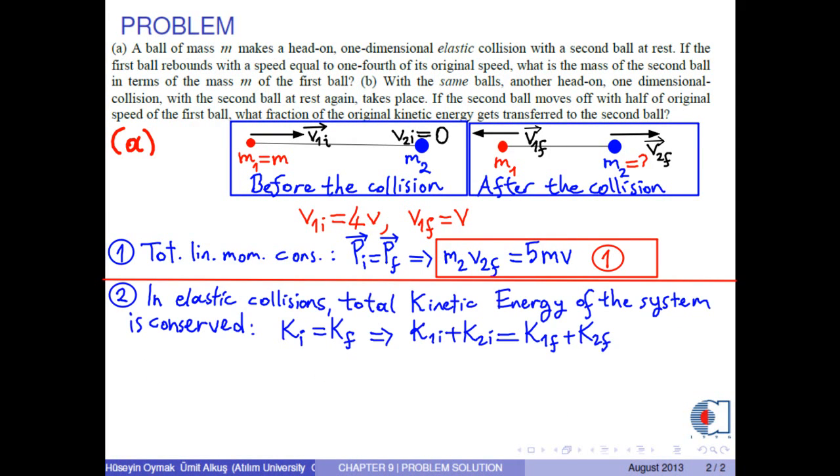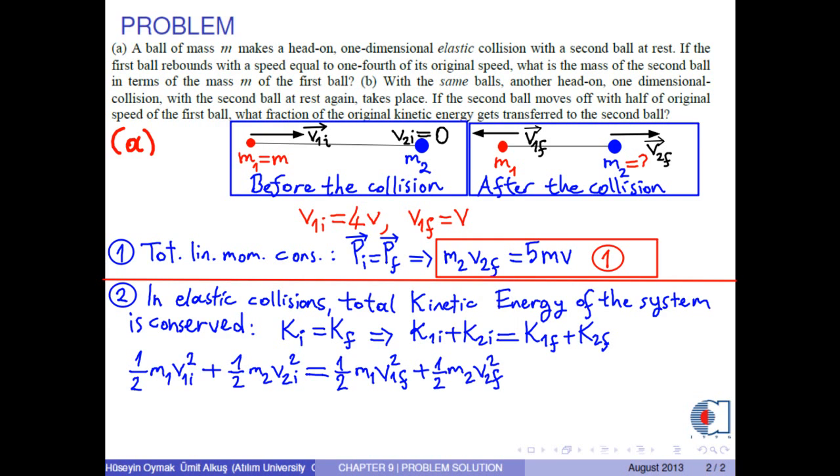In addition to the total linear momentum conservation, we state that in elastic collisions, total kinetic energy of the system is conserved. That is, initial kinetic energy is equal to the final kinetic energy. Or initial kinetic energy of the first ball plus initial kinetic energy of the second ball is equal to final kinetic energy of the first ball plus final kinetic energy of the second ball. With the formula 1/2 m times v squared for the kinetic energy, we have 1/2 m1 times v1i squared plus 1/2 m2 times v2i squared equals 1/2 m1 times v1f squared plus 1/2 m2 times v2f squared.